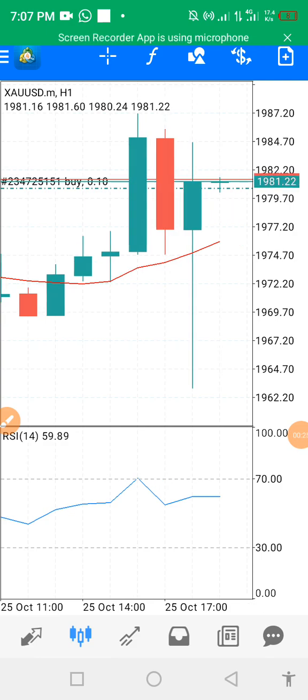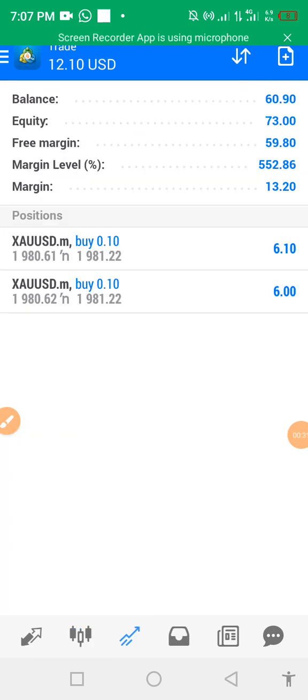So the market is still buying. Let's see. Let's check the market like this, and yeah, the profit is just going up and down like that way. But the profit target here is only 20. When it reaches the 20, then we can close the market like this.